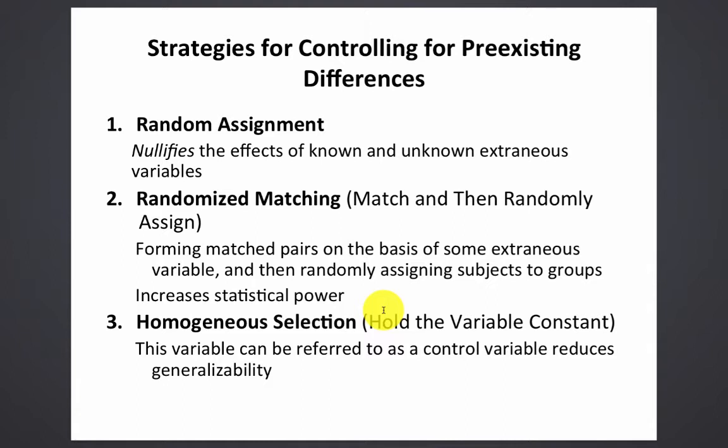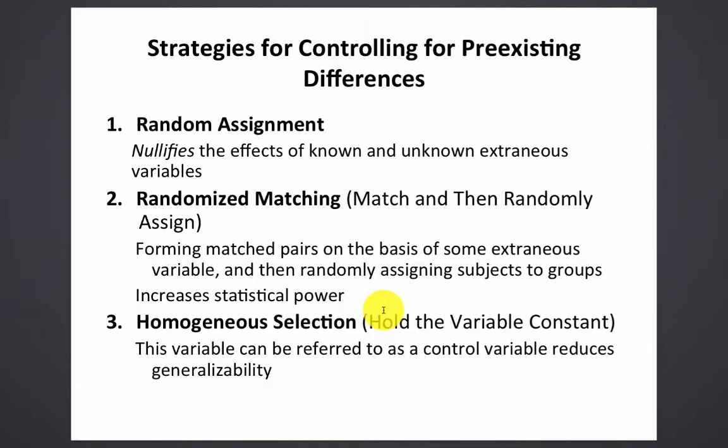So the first way to control for pre-existing differences is random assignment. Essentially, with a large enough sample in terms of who is taking part in your study, you should end up with equivalent groups if you employ random assignment. But if you're worried about the fact that somehow one group might end up looking different from another, especially on a particular variable, you may move to the next level, which is randomized matching.